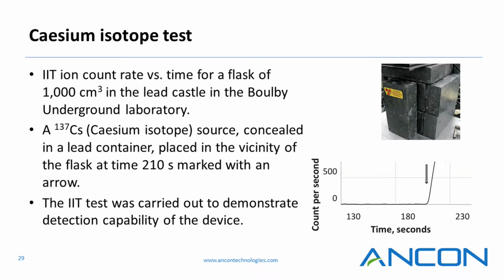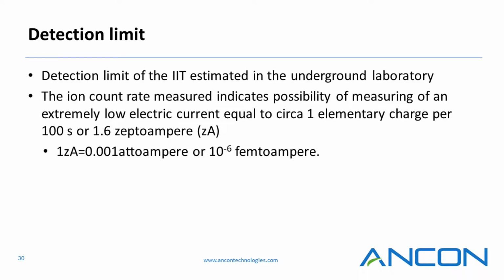The IIT was further tested with cesium isotope within the underground laboratory to demonstrate detection capability of the device. Concealed in a lead container, a cesium isotope source was placed in the vicinity of the flask at 210 seconds, here marked with an arrow. The ion count rate measured indicates the possibility of measuring of an extremely low electric current equal to around 1 elementary charge per 100 seconds or 1.6 zeptoampere. This level of electric current at atmospheric pressure is extremely difficult to measure with conventional methods.